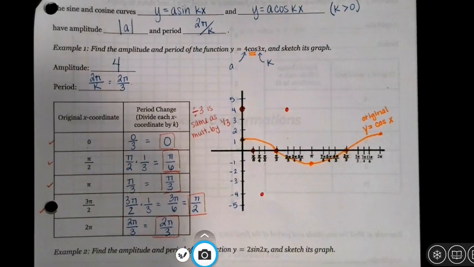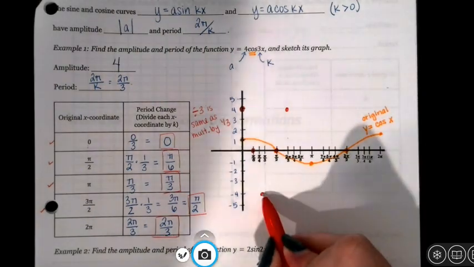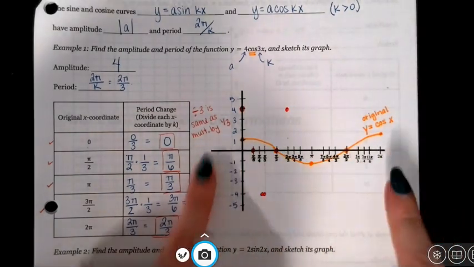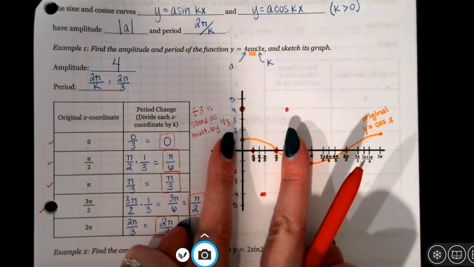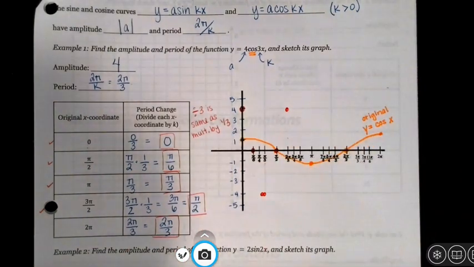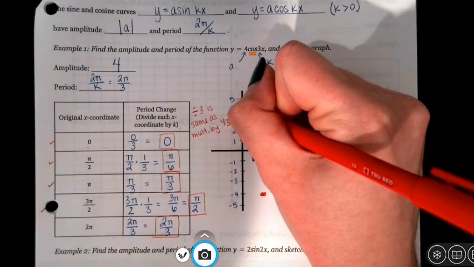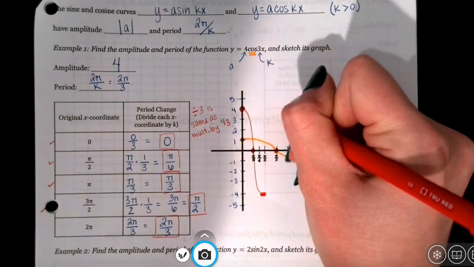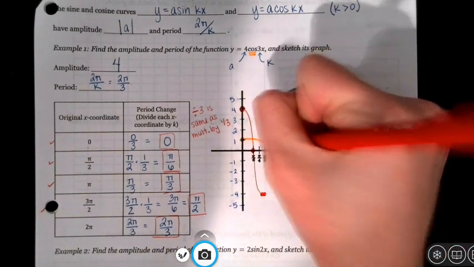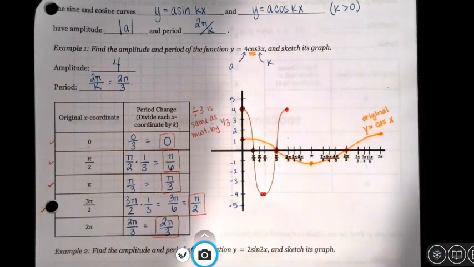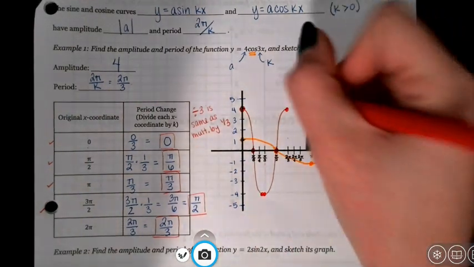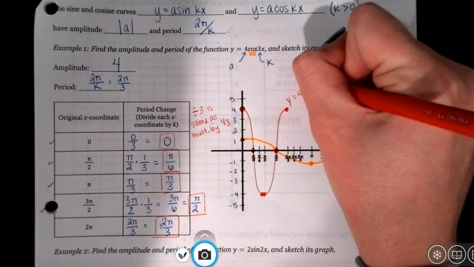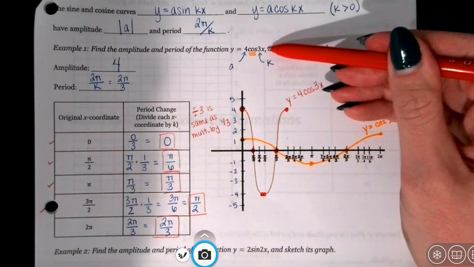So we took our, oh, my point here is a little off. Sorry about that. It should be to the right a little bit. I didn't realize. We took our graph, and what we did is we squished it to do a period change, and we changed the amplitude. So if I connect these dots, I still want to make it a curved line, so it's a U shape. And this is my new graph for y equals 4 cosine of 3x, which was the equation up here that we needed to graph.